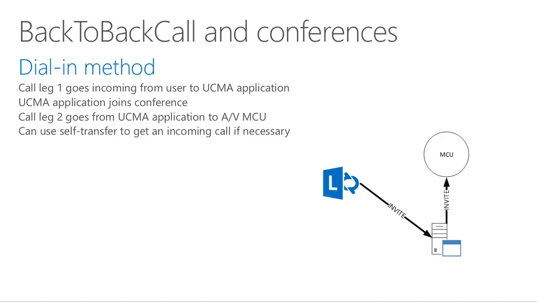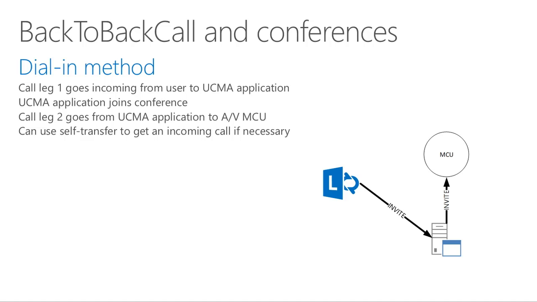Right. So the reason is that you need a media offer to come from somewhere. You need the IP addresses and ports for the media stream to come from somewhere so that you can pass that along to the conference, and then the conference can accept that media offer. So you need to have an incoming call from the user that you can back-to-back into the MCU.